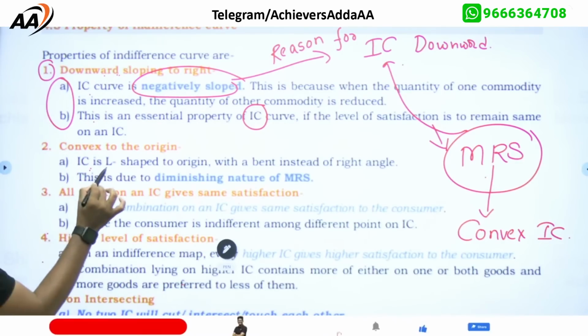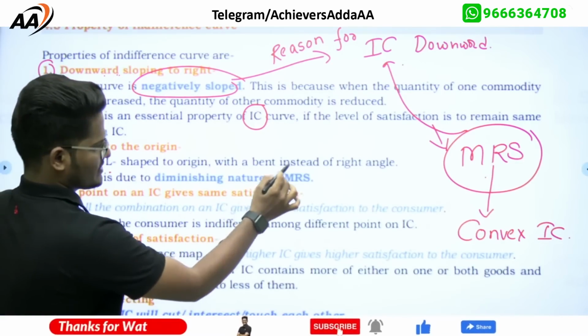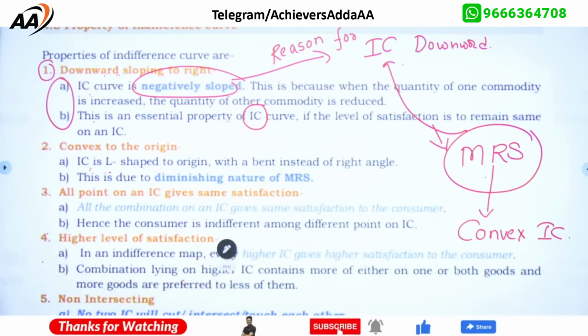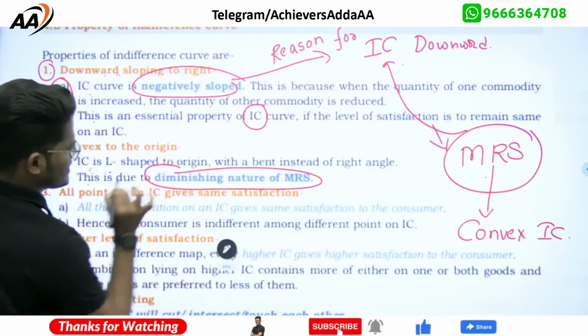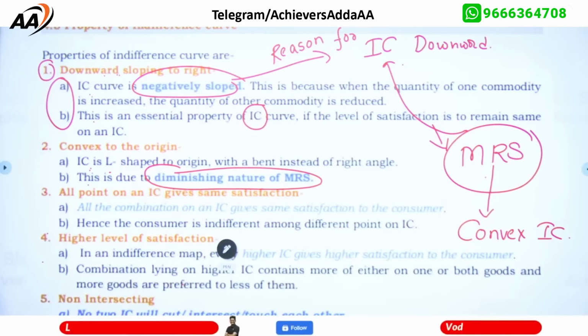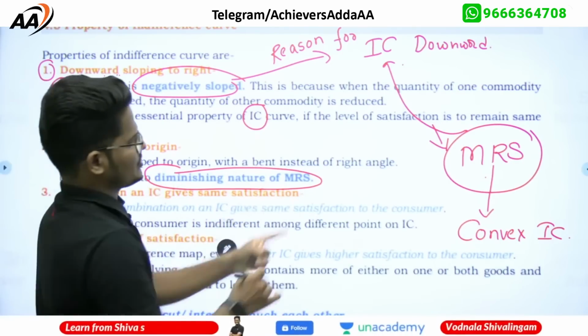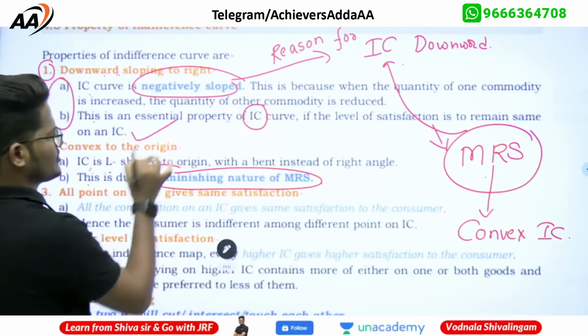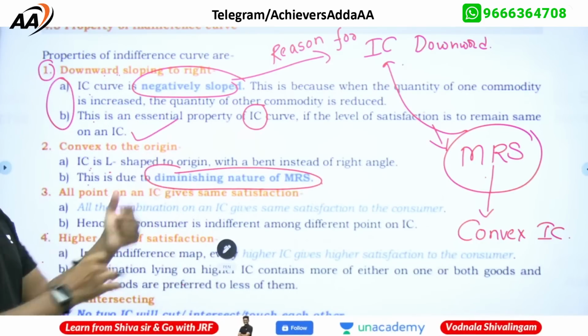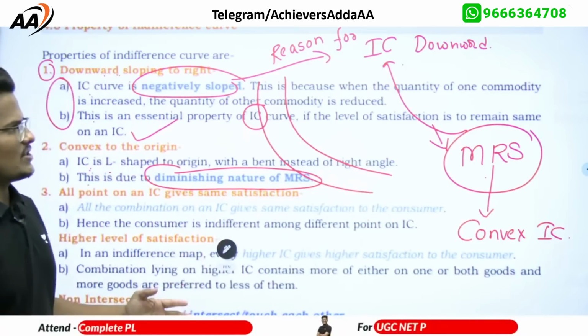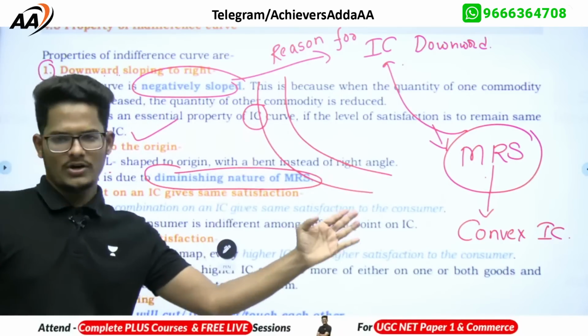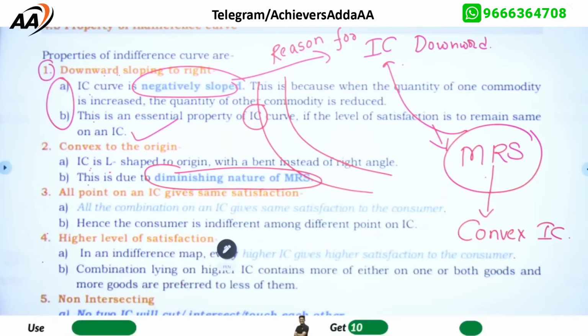Convex to the origin, instead of L-shaped to the origin, means the curve is bent instead of a right angle, and this is due to the diminishing marginal rate of substitution. Due to the marginal rate of substitution only, it is convex to the origin. Convex to the origin means the indifference curve slopes downwards from left to right. That will be the reason.